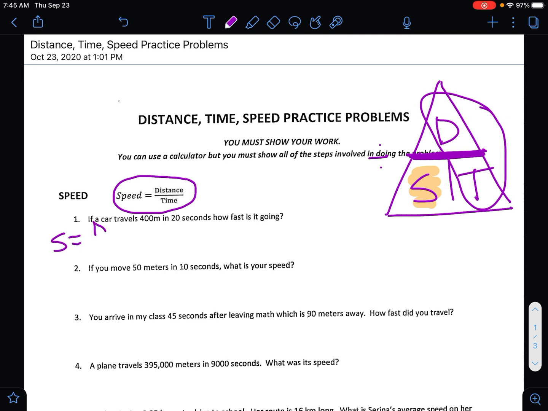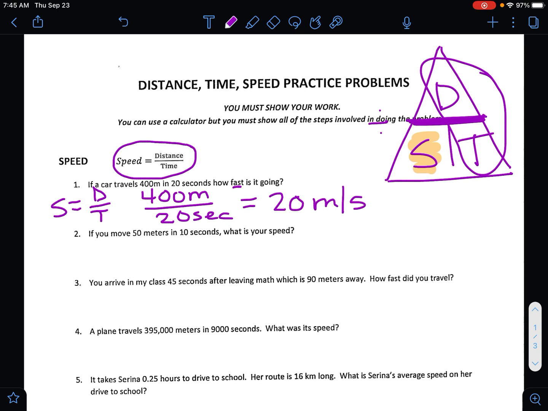First of all, I'm going to write out my formula. Even though it's right above me there, I'm still going to get into the habit of writing my formula down every single time. If a car travels 400 meters in 20 seconds, how fast is it going? Fast is speed, right? My distance is 400 meters and my time is 20 seconds. I'm going to get my calculator out and divide that, and that is going to be 20 meters per second.